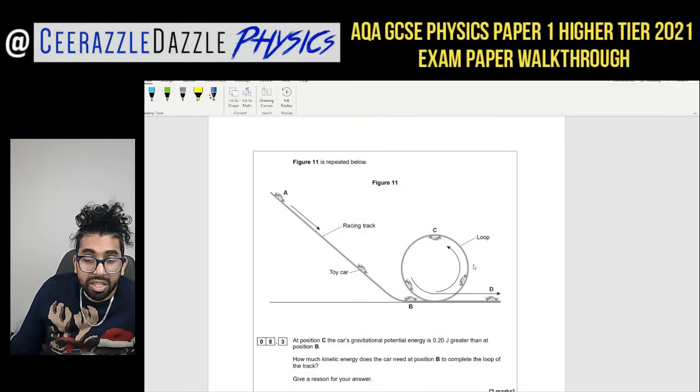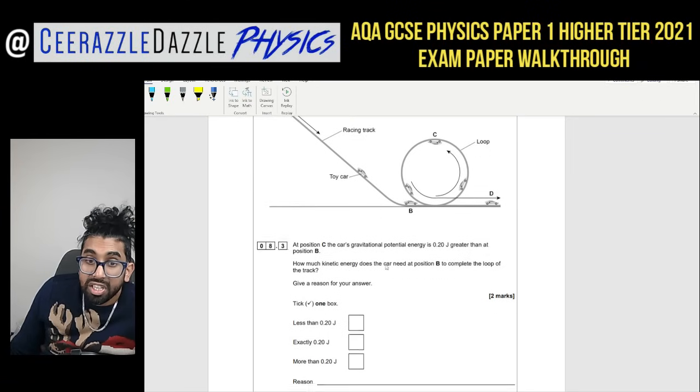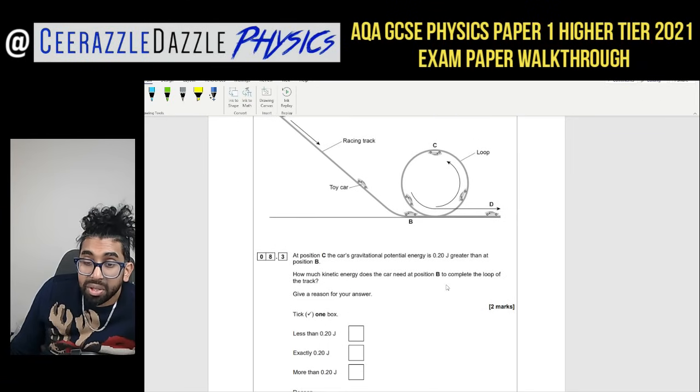Figure 11 is repeated below, so it's the same thing again. At position C, the car's gravitational potential energy is 0.2 joules greater than at position B. So the GPE over here will be 0.2 joules greater than at position B. How much kinetic energy does the car need at position B to complete one loop of the track? Logically, you need 0.2 joules to go up to the top.